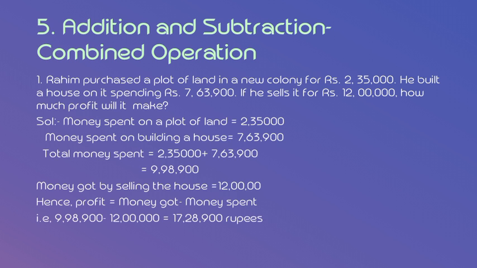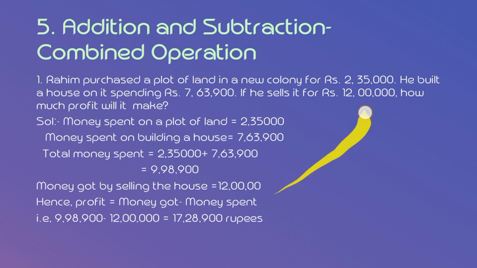So how will you know about the profit? Total money spent. How will you know how much total money was spent? By adding that money, that is money spent on a plot plus money spent on a house. So here, money spent on a plot plus money spent on a house, both you have to add, then you will come to know how much money he had spent in total. So total money spent is 9,98,900, right children? Now money got by selling the house.